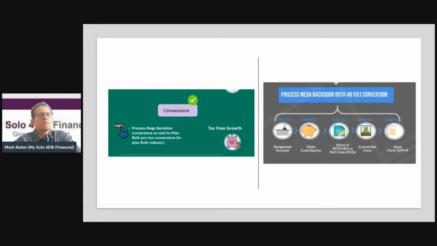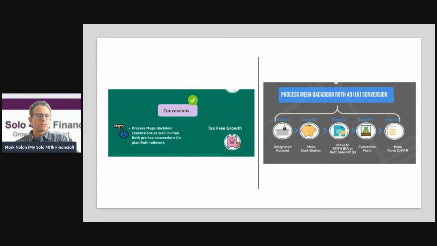Another advantage of a self-directed 401k is conversions. You can convert pre-tax self-directed 401k funds through an in-plan conversion to the self-directed Roth 401k. Of course, that'll be a taxable conversion. But you can also do the voluntary after-tax conversion, known as the mega backdoor Roth self-directed 401k, where you make the voluntary after-tax contribution to the self-directed 401k and then immediately convert it to the self-directed Roth 401k or to a Roth IRA. This slide here goes over the process of doing a mega backdoor Roth self-directed 401k conversion.